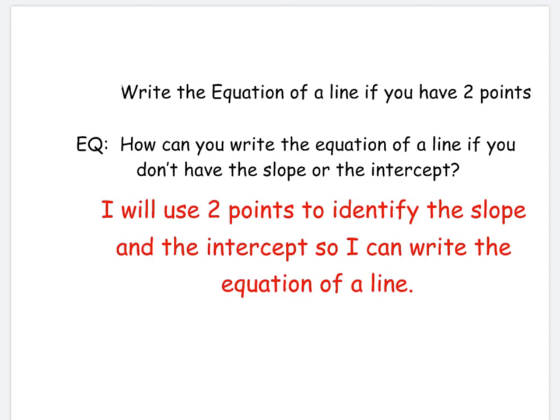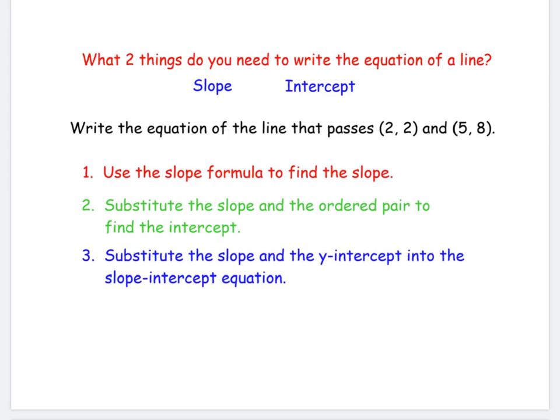This lesson is going to be looking at writing the equation of a line if the only information that you have are 2 points that are on the line. Remember when you need to write an equation of a line, the easiest form to write it in is slope-intercept form.